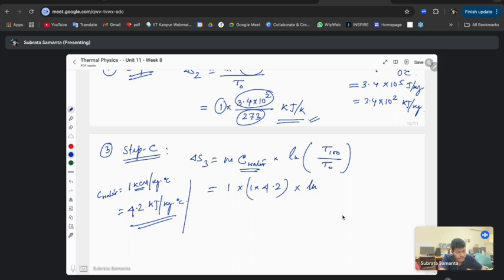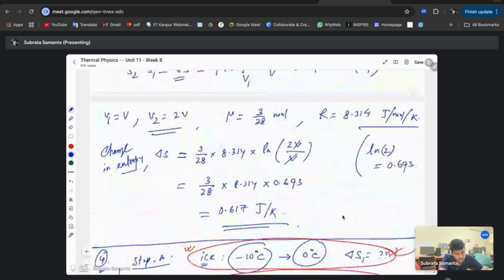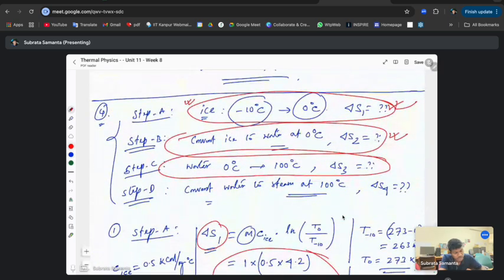times ln of 100 degrees, which if we convert to Kelvin is 373 Kelvin, over 273, the 0 degrees, and the unit is kilojoule over Kelvin. Okay. So now the step 4, the last one, step D. So the step 3 is calculated.